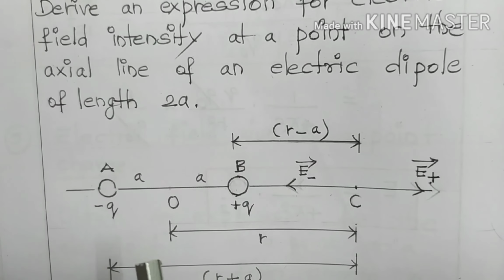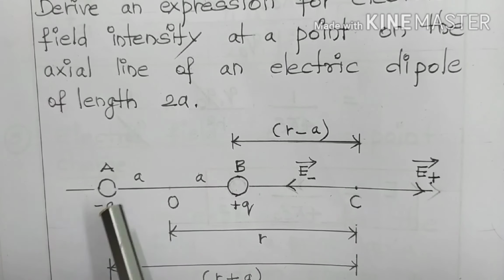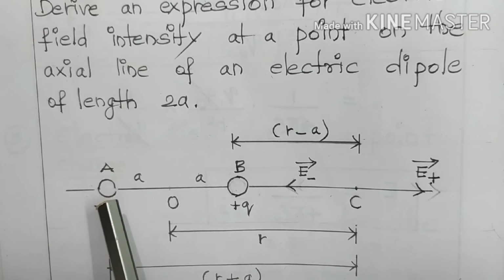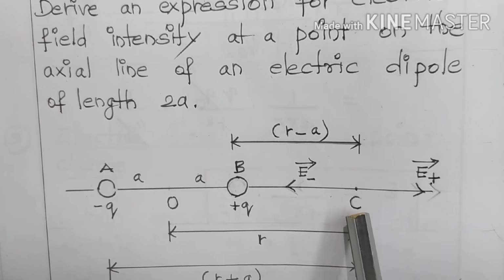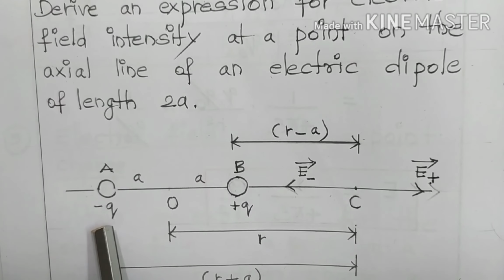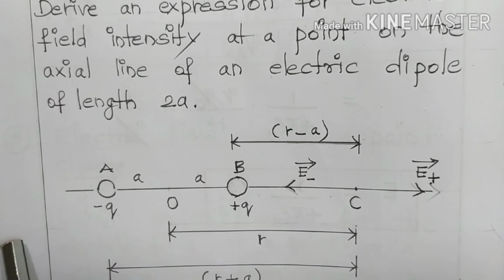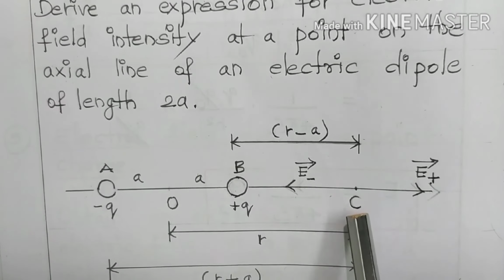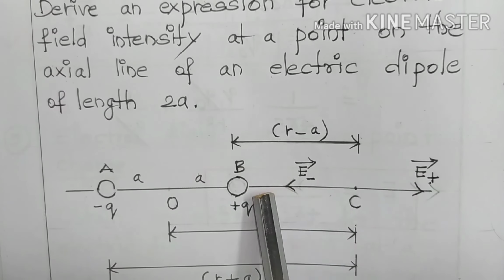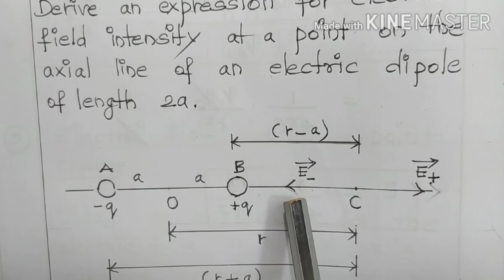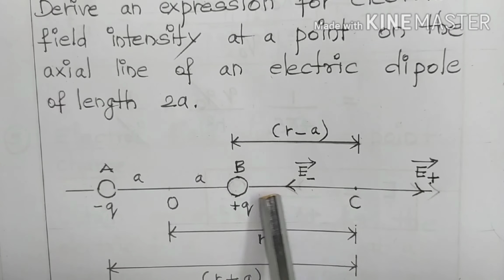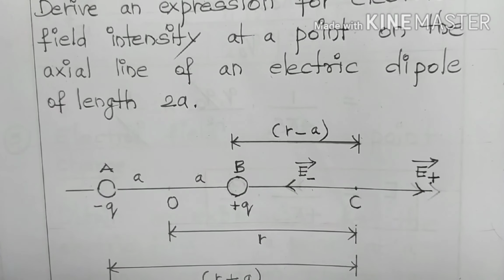Now what about the force exerted by this charge minus q on C? This is a negative charge. This is a positive charge. So there will be an attraction. This minus q attracts this plus q. That's why the electric field is written as E minus vector, but the arrowhead is pointing towards this direction because it's an attractive force.